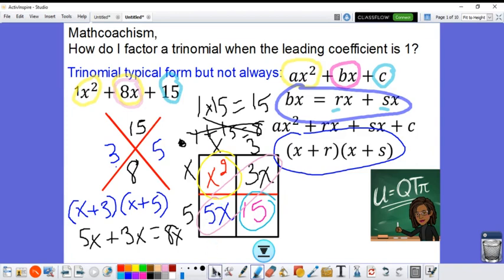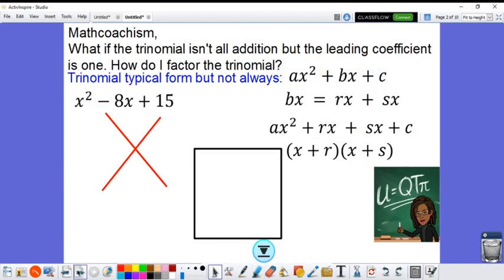You want to do another one? I thought you would. Let's try again. So if we have the trinomial x squared minus 8x plus 15, we do it the same exact way. We will put 15 here, and we will put, this time, negative 8 down here. So we will do the same process. 1 times 15 is 15. 1 plus 15 is 16.